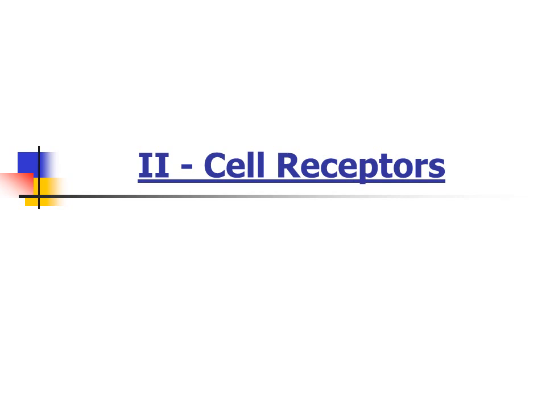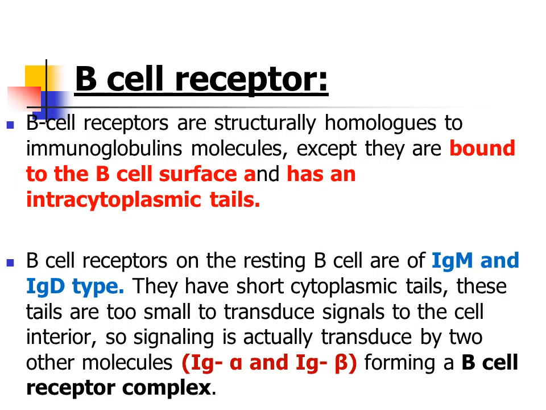Cell receptor. عندي البي cell receptor والتي cell receptor. البي cell receptor are structural homologous to immunoglobulin molecule. هي عبارة عن immunoglobulin molecule structure of immunoglobulin bound to the B cell surface and has an intracytoplasmic tail.